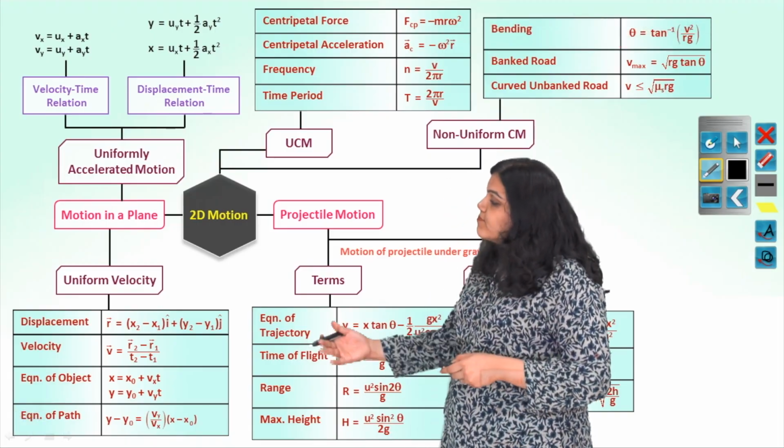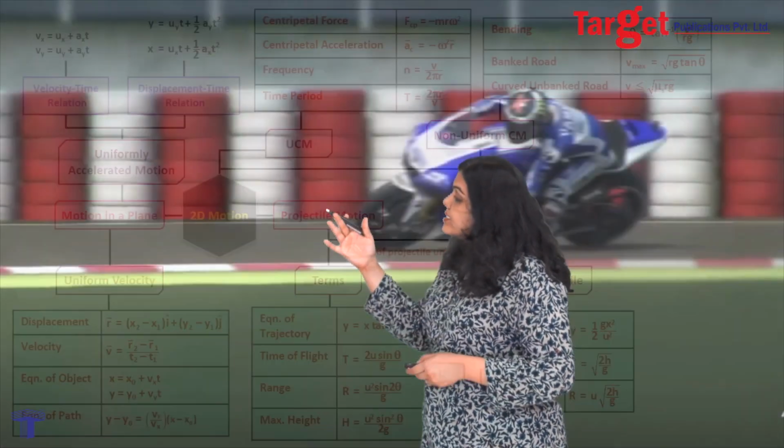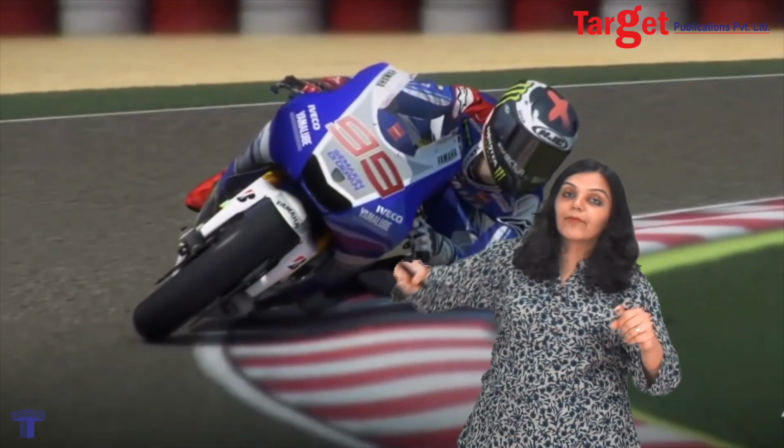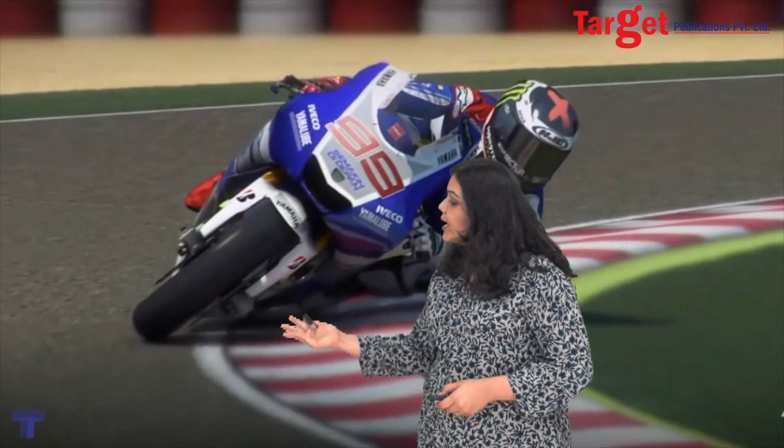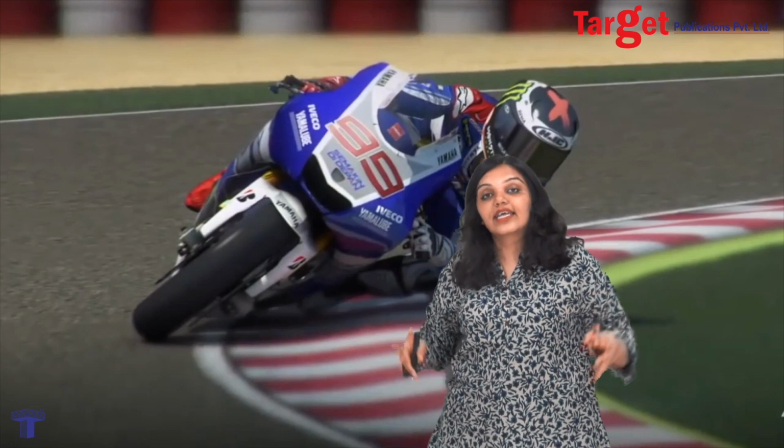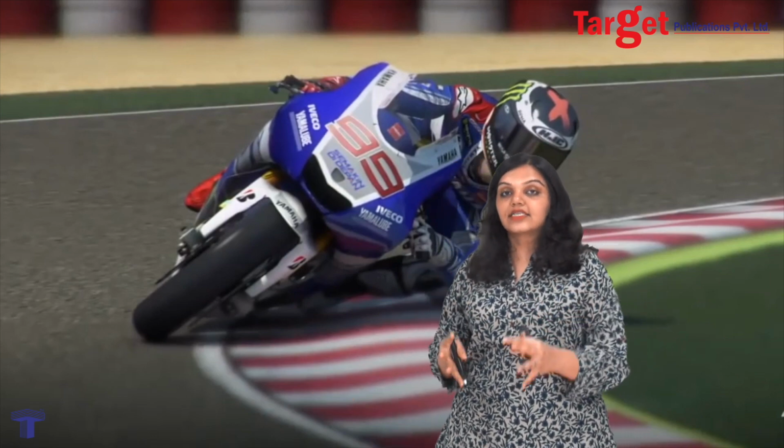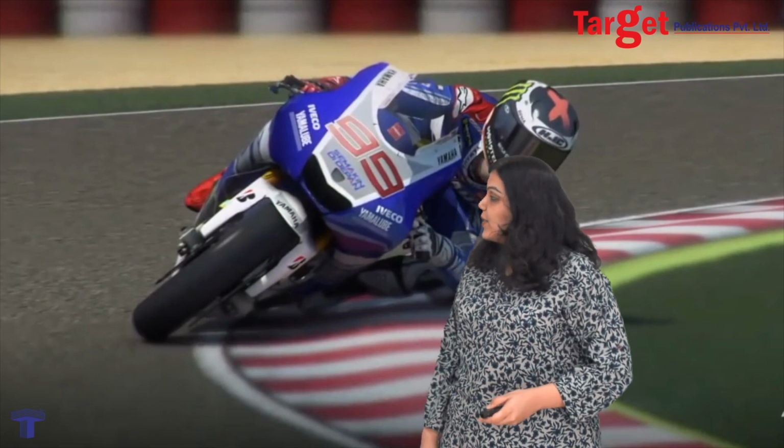Finally, we take a look at bending. That is, we look at why sometimes if you look at bikers, they are bending when they are taking a turn. So why are bikers bending? They are doing this so that they can create extra centripetal acceleration to not skid when they take this turn.